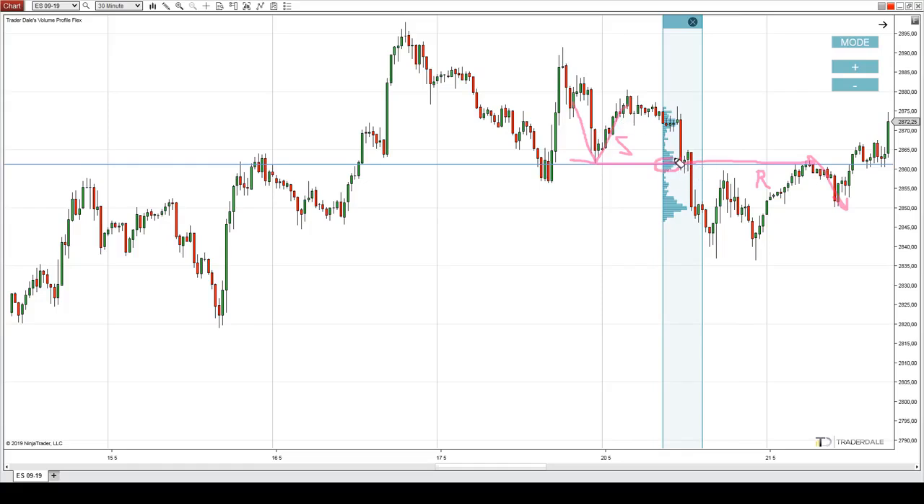Then it creates a very nice volume cluster within a little rotation inside a strong downtrend. Alright, this is really a nice looking trade. I would say a sort of ideal trade. Alright, so this was the trend setup.